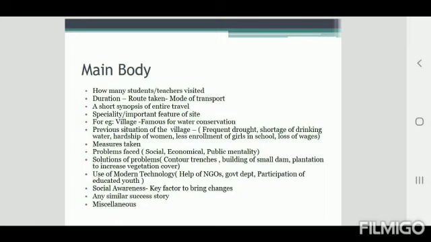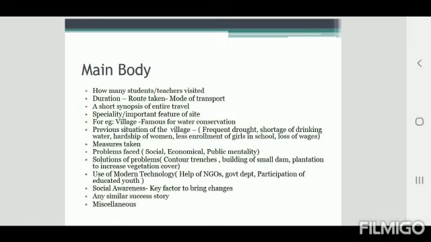Please mention it. For example, if you are visiting a village, you can mention that it is famous for water conservation and underline those two words, water conservation, so that the examiner will get an idea that the particular village is very famous for this aspect. Then you will get a clear picture.